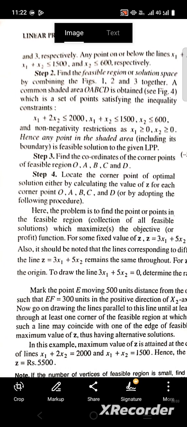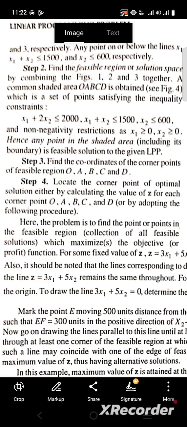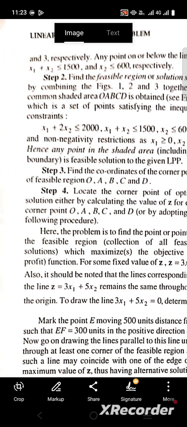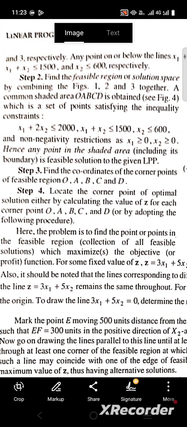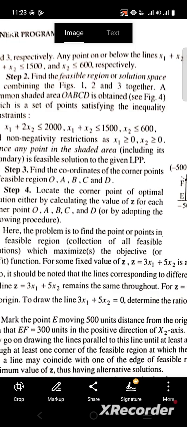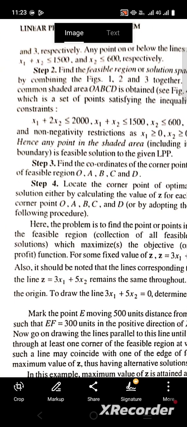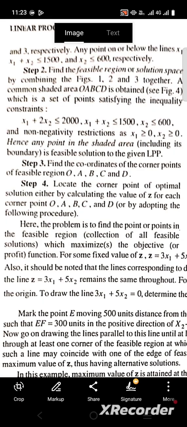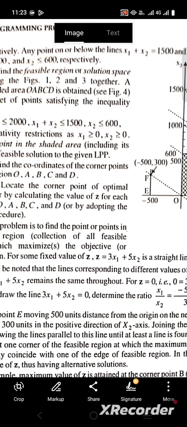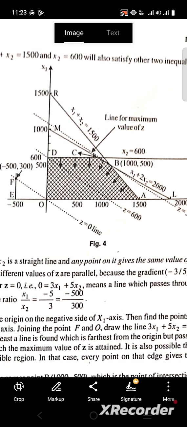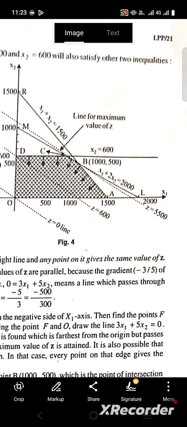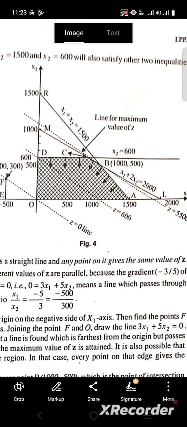That is step second, find the feasible region or solution space by combining the figure first, second and third together. A common set area OABCD is obtained, that is in the figure. That is, we have combined these three constraints on the lines OX1 and OX2.